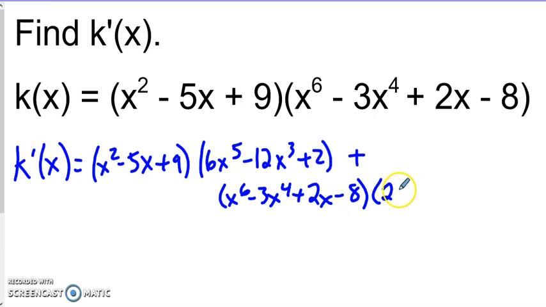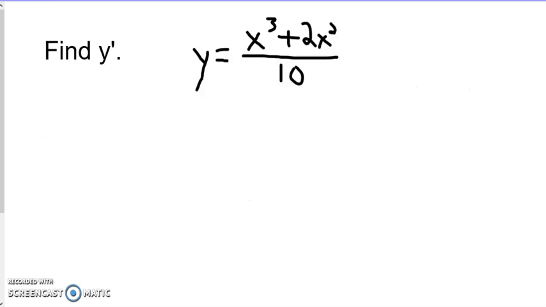I apologize, that got erased. Let me go ahead and fill that in. Okay, all right, let's take a look at another example here. All right, so what's a little bit different about this one?